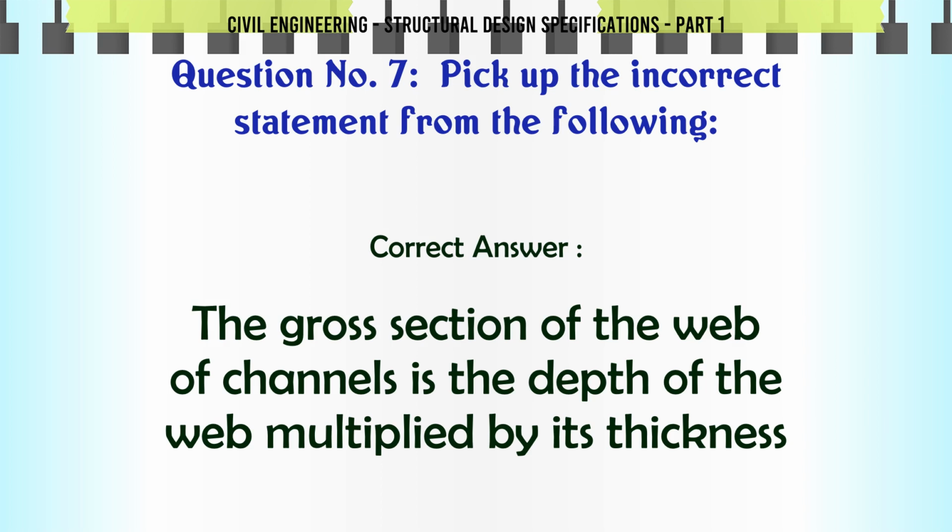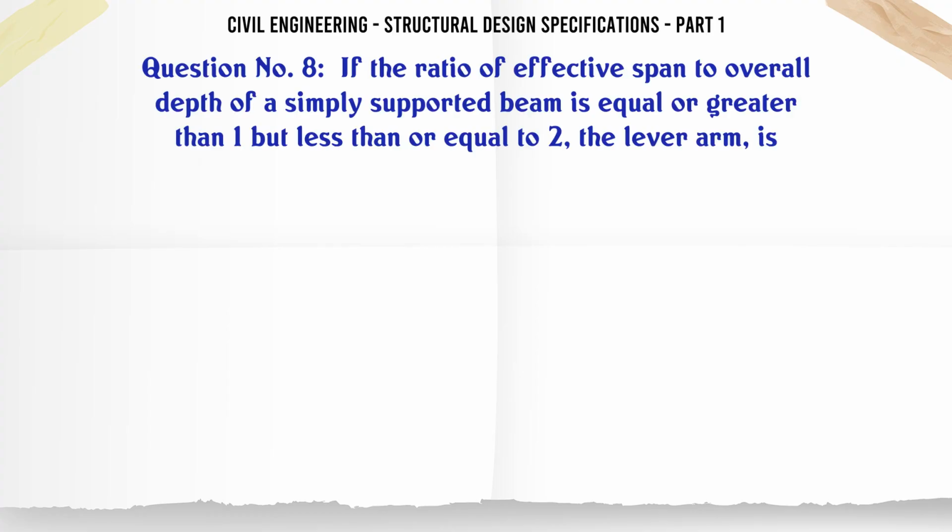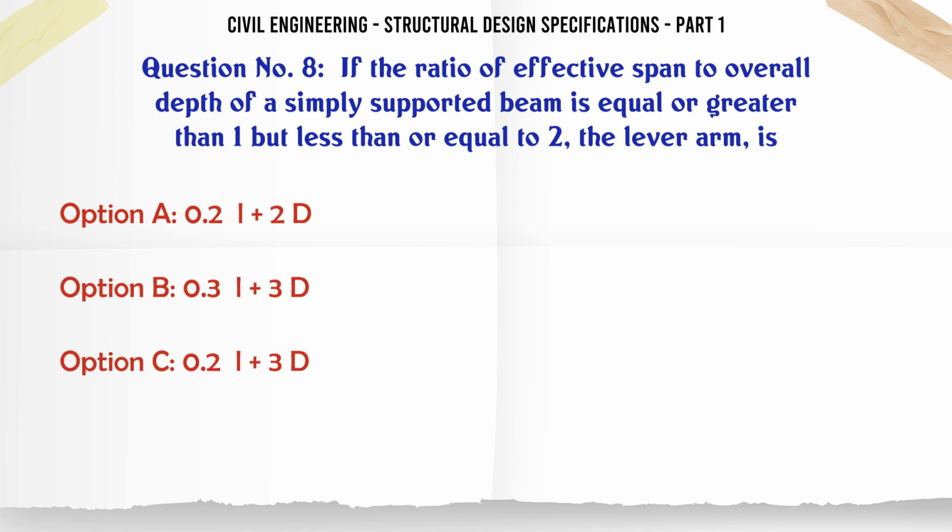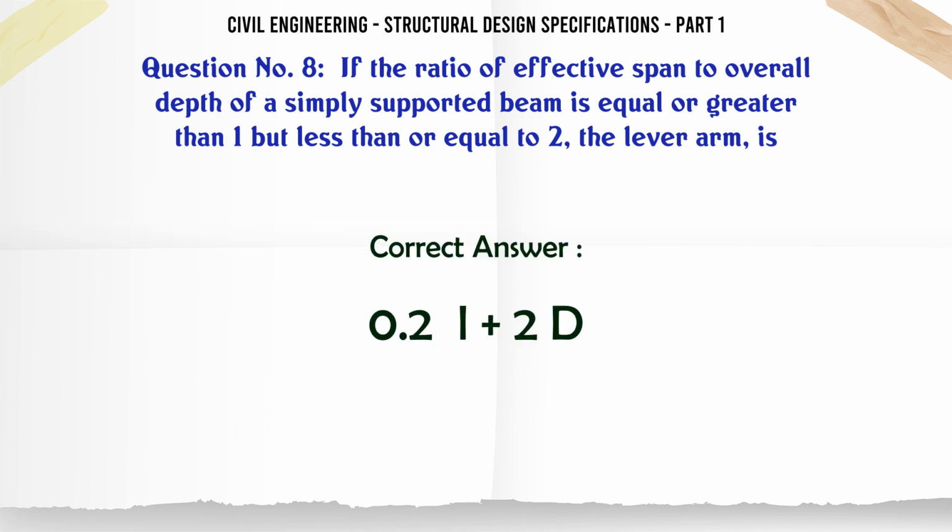If the ratio of effective span to overall depth of a simply supported beam is equal to or greater than 1 but less than or equal to 2, the lever arm is: A. 0.2 L + 2D, B. 0.3 L + 3D, C. 0.2 L + 3D, D. 0.3 L + 2D. The correct answer is 0.2 L + 2D.